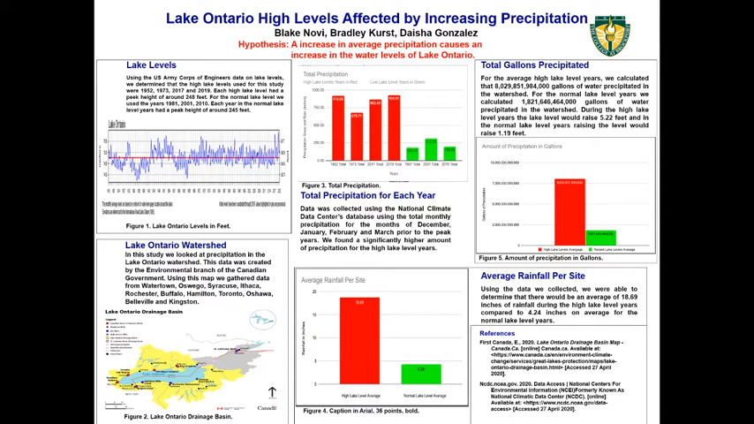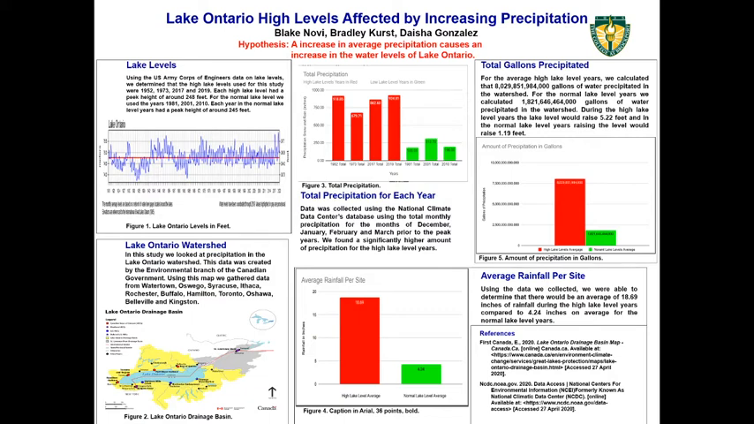Next, we wanted to look at precipitation in the watershed of Lake Ontario and determine whether or not an increase of precipitation was causing these high lake levels. To determine the watershed, or the drainage basin, we used the Canadian government's made watershed, and we wanted to collect data from about 11 cities within the watershed.